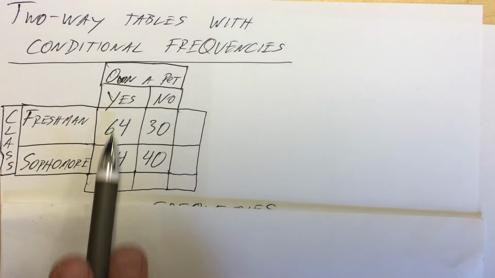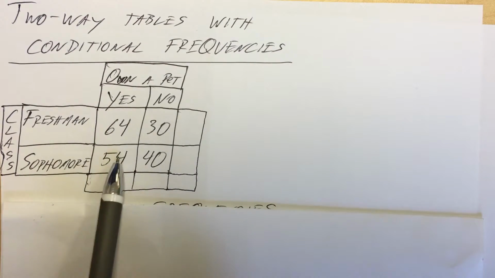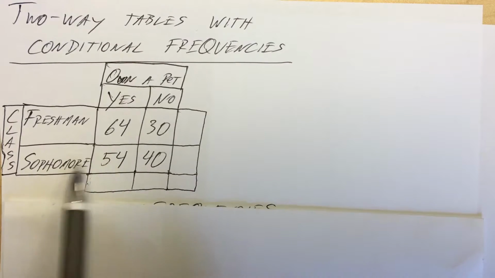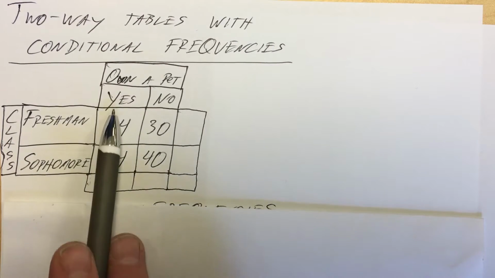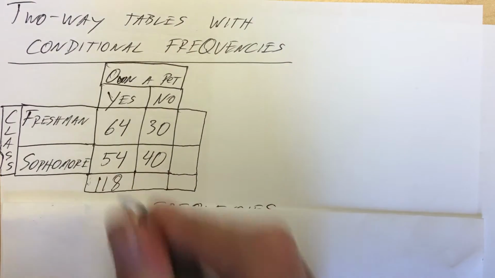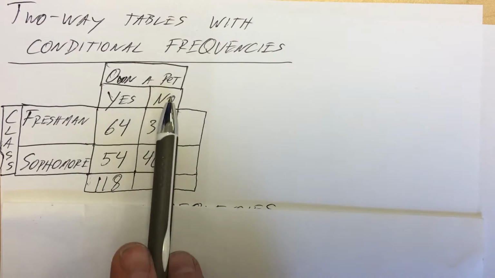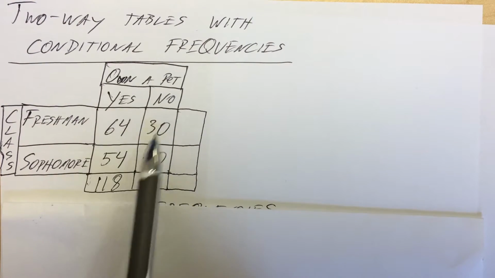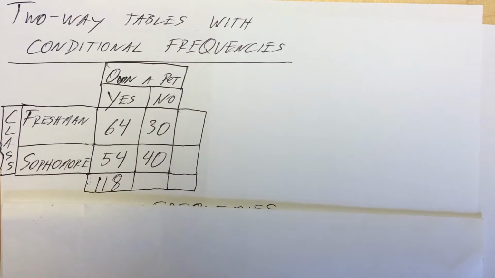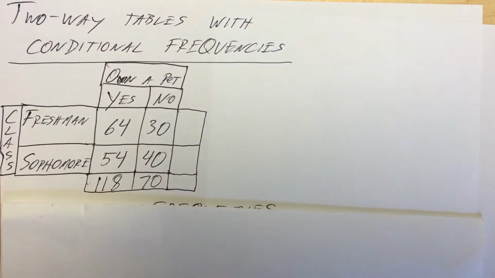For the number of yeses for owning a pet, 64 freshmen said yes, 54 sophomores said yes. If we add those together, 64 and 54, that would give us a total of 118 people that said yes, they own a pet. For the no's, 30 freshmen said no, 40 sophomores said no. If we add those together, that's 70 people that said no to owning a pet.